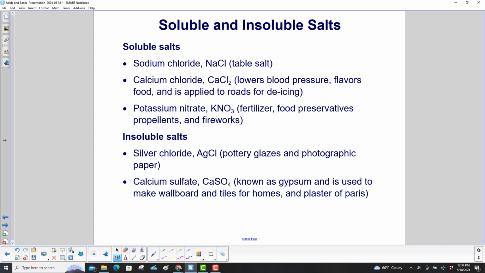Potassium nitrate, it's a fertilizer, also used in food preservatives, propellants, and fireworks. And insoluble salts would be silver chloride, used in pottery glazes and photographic paper, and calcium sulfate, which is also known as gypsum and is used to make wallboard and tiles for homes, and plaster of Paris.